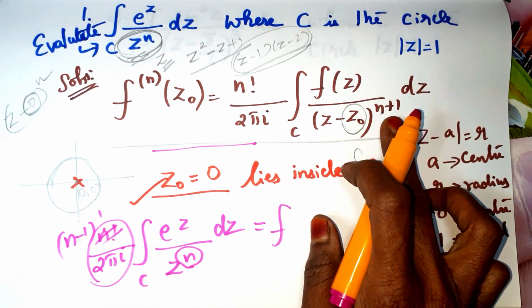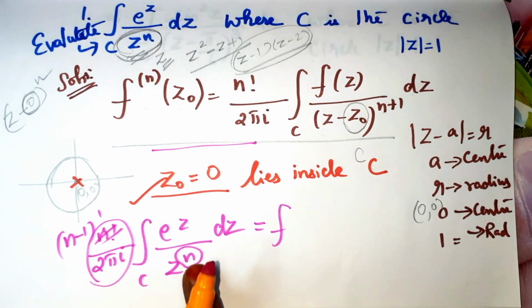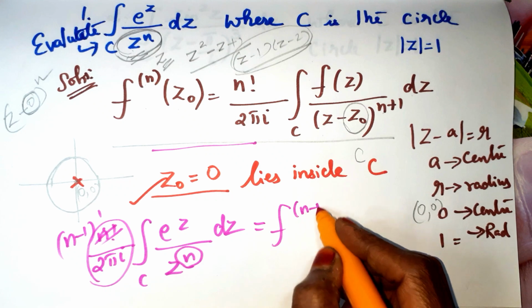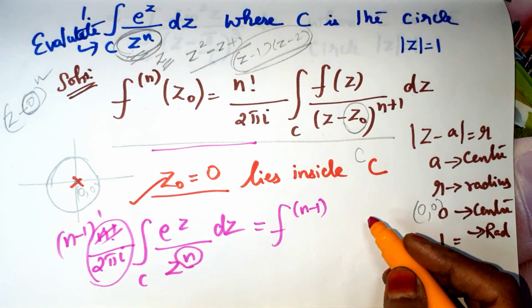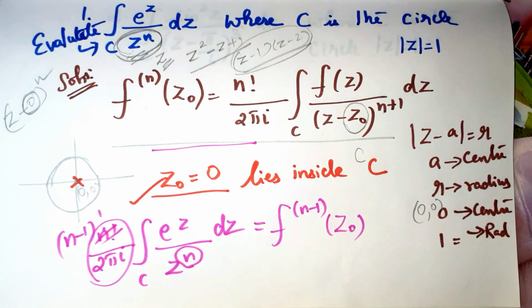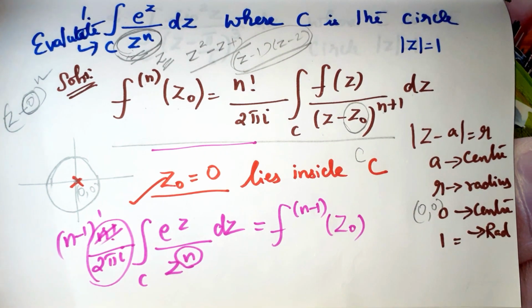N means here n plus 1, okay? So here n means here n minus 1, as well as here also n minus 1. So f n minus 1 of z0. Is it clear? We are comparing the formula, and according to the problem given, we have to rewrite that, okay?